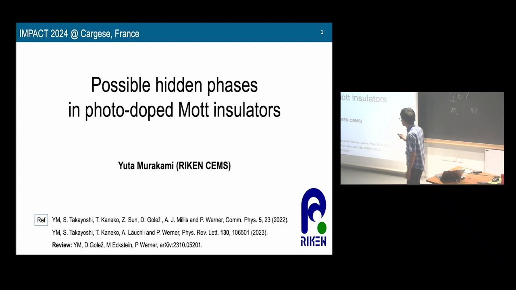So today I'm going to talk about photodoping effects in the Mott insulating state from the perspective of a theorist. I'm a simple-minded theorist, so the setup will be very idealized, but please be patient.